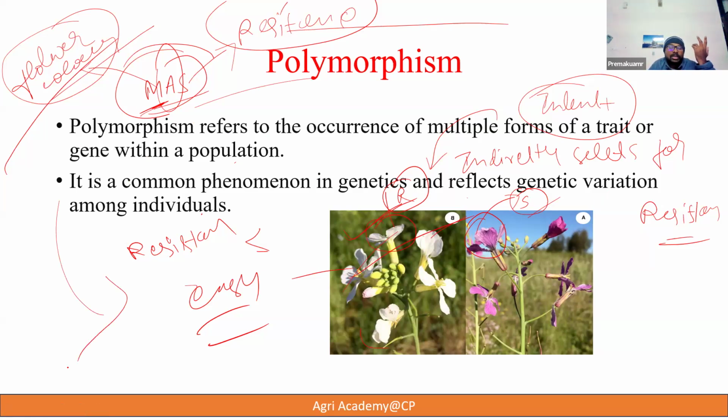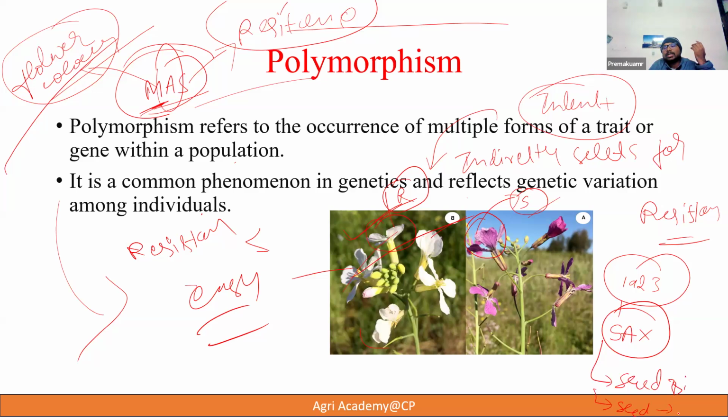It started in 1923 itself, I think. Sax's experiment, where the seed size is related with the seed color. For example, white seed color has larger seed size, blue seed color has smaller seed size. Like that, the color of the seed is linked with the size of the seed.